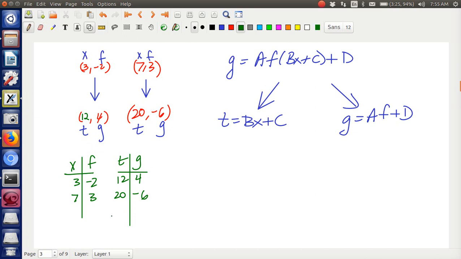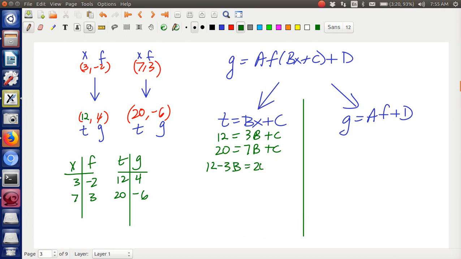Okay, so in this half of the problem, we're saying what t goes with what x. So this 12 is t equals bx plus c, so 3b plus c. And over here, we have t, which is 20, is equal to 7b plus c. And I can set them both equal to c, or use whatever technique you're used to using to solve for it. You just have 2 points and you're trying to find a line. This is a standard problem that you already know.